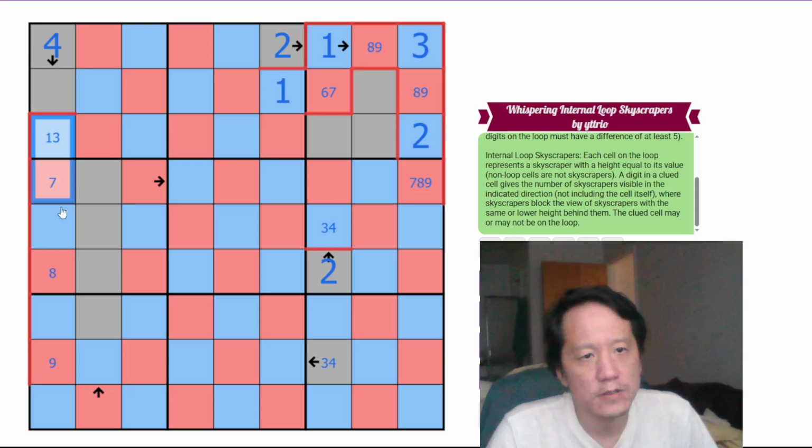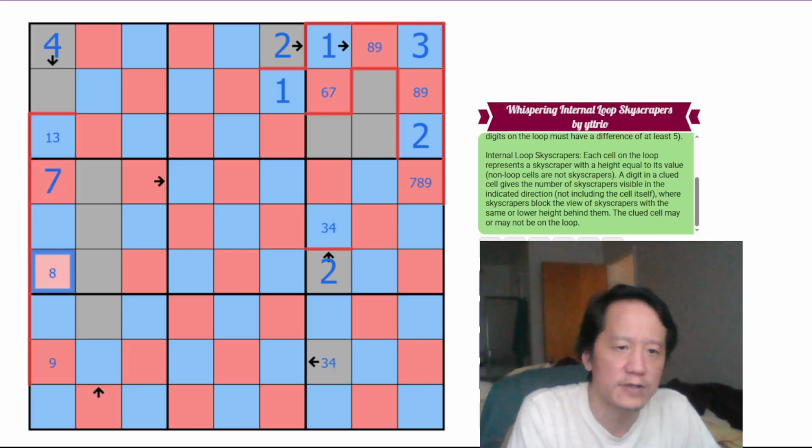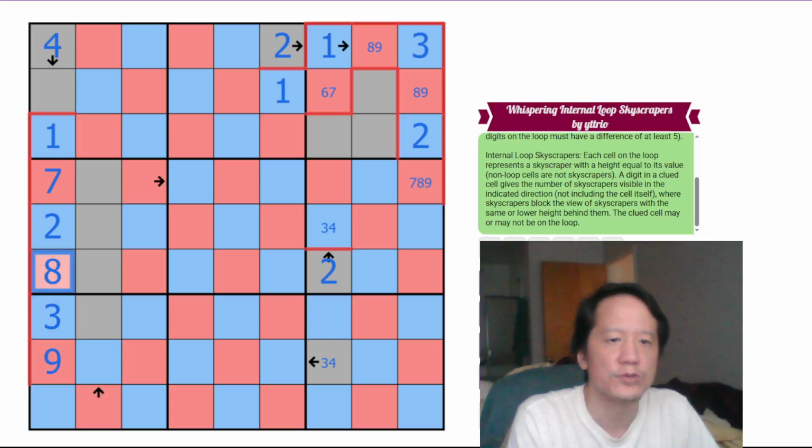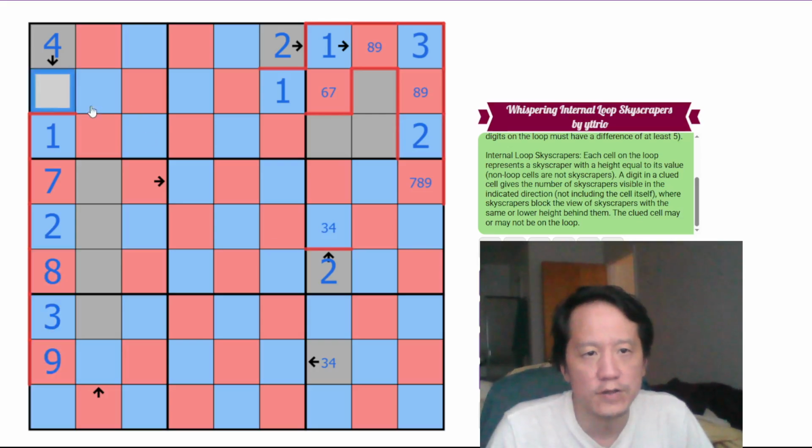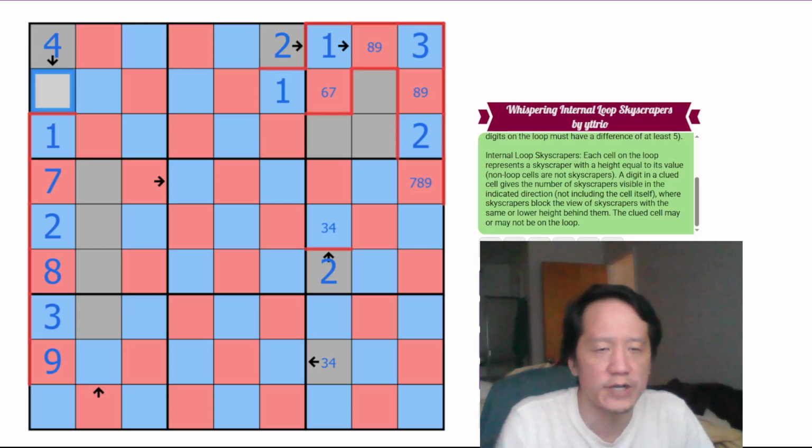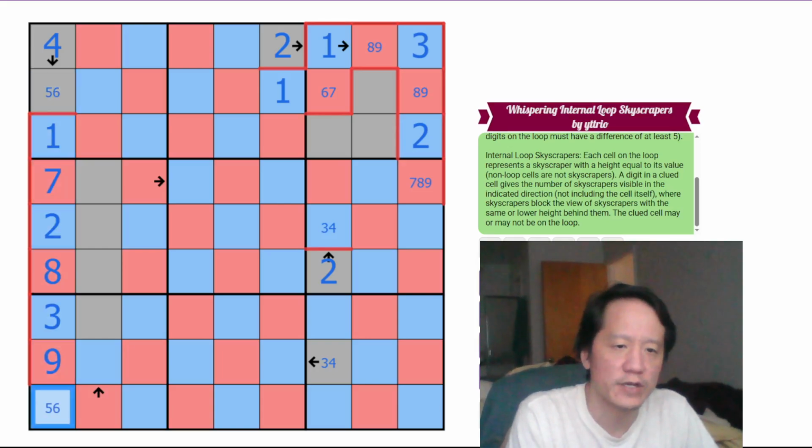But if it sees this, so since this is 7, 3 at most. Well, this sees 2 unique digits on a German whisper line, so it has to be 7. So this has to be 7, 8, and 9. That leaves this as 1, this is 2, and this has to be 3 to be in between. Therefore, this is 5 and 6 remaining. This is 5 or 6 remaining.